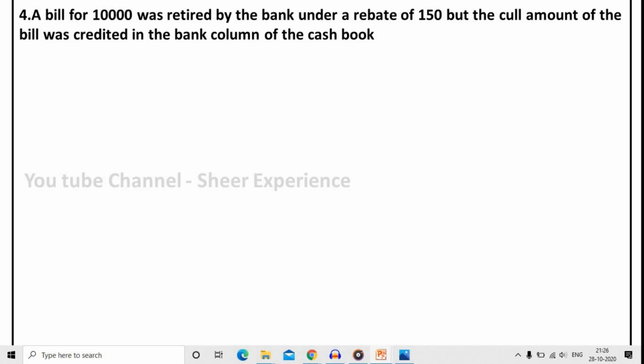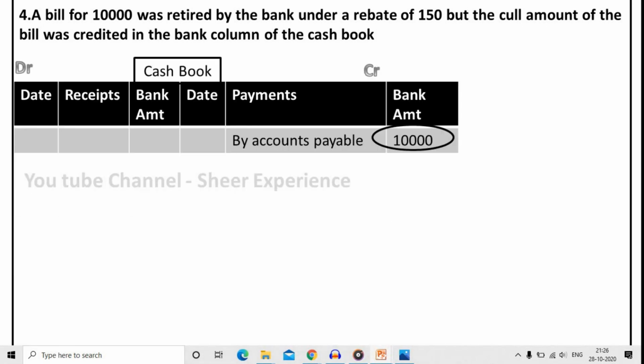The problem states amount credited in the bank column of cash book. That means the difference is related to payments. Payments always reduce closing balance of cash book. Here they are saying the bill retired by bank, which means they are referring to accounts payable bill. When we pay to our creditor or bank, we mention in the credit side of the cash book as by accounts payable 10,000. But while paying to the bank allowed a discount of 150, which is called as rebate. That means we have received the discount.